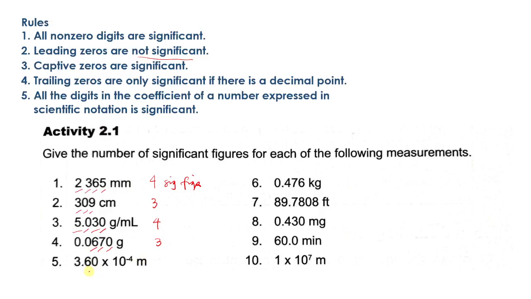Next, we have 3.60 times 10 to the power of -4. For scientific notation, all the digits in the coefficient are significant. This is the coefficient. So we have 1, 2, 3. So we have 3 significant figures on this number. So for your activity, you answer item number 6 to 10 on your paper. So that's the first part.